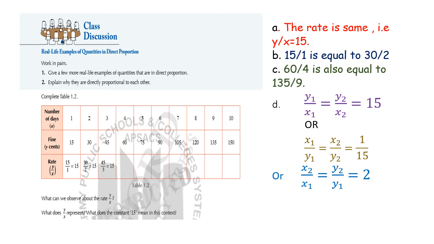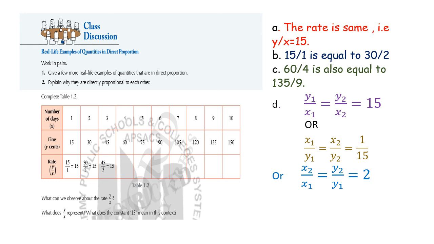One more thing that we can conclude from this table is that if you divide 45 by 3, or 30 by 2, or y by x, your answer will be 15. So we can say that y1 over x1 is equal to y2 over x2, that is 15. Or we can also say that x1 over y1 is equal to x2 over y2, that is 1 by 15. And we can also say that x2 over x1 is equal to y2 over y1, that is 2.